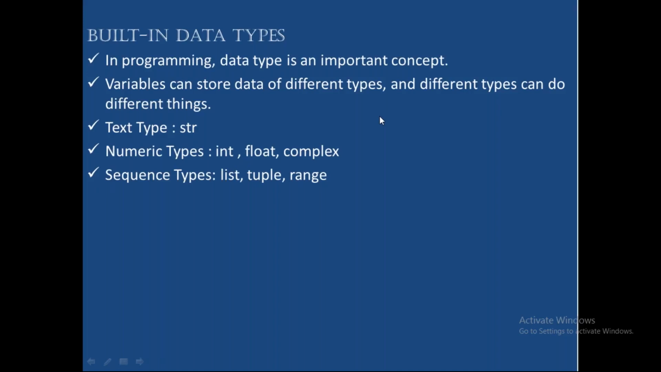List, tuple, and range are the sequence types. I will tell you when you need to go for list, when you need to go for tuple, and when you need to go for range.